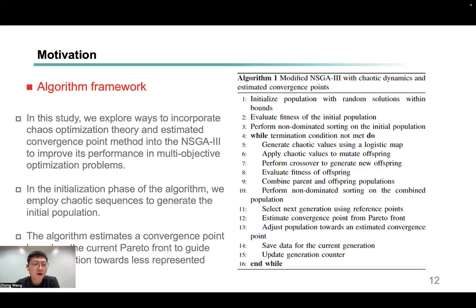About the optimal algorithm framework, in this study, we explore ways to incorporate chaos optimization theory and the estimated convergence point method into NSGA-3 to improve performance in multi-objective optimization problems. In the initialization phase of the algorithm, we deploy a chaotic sequence to generate the initial population. The algorithm estimates a convergence point based on the current Pareto front to guide exploration towards less represented areas.